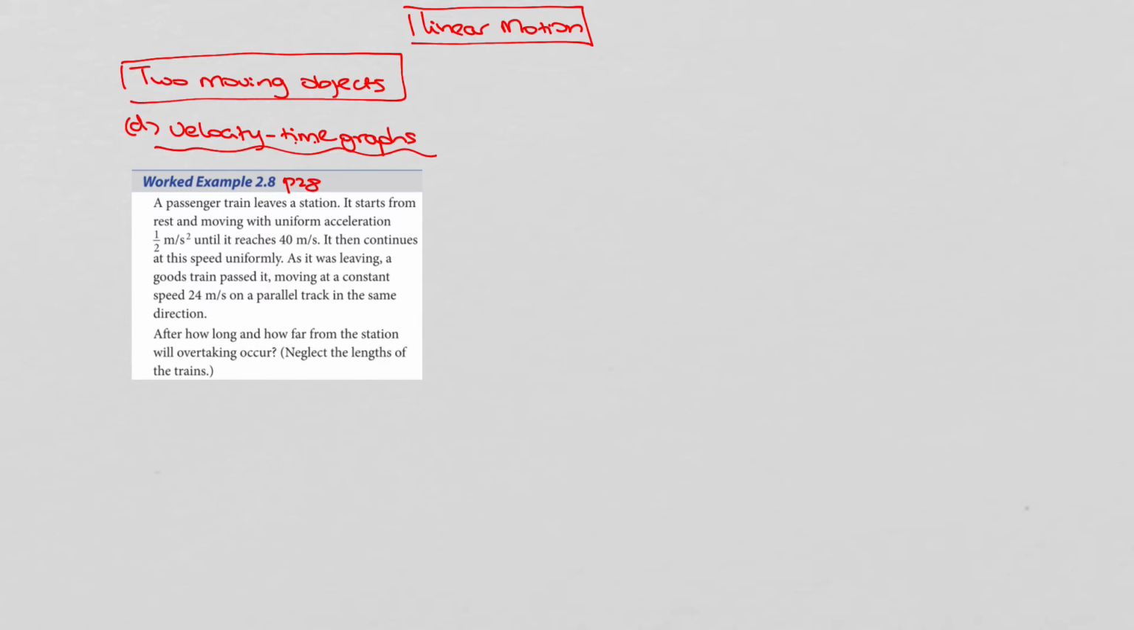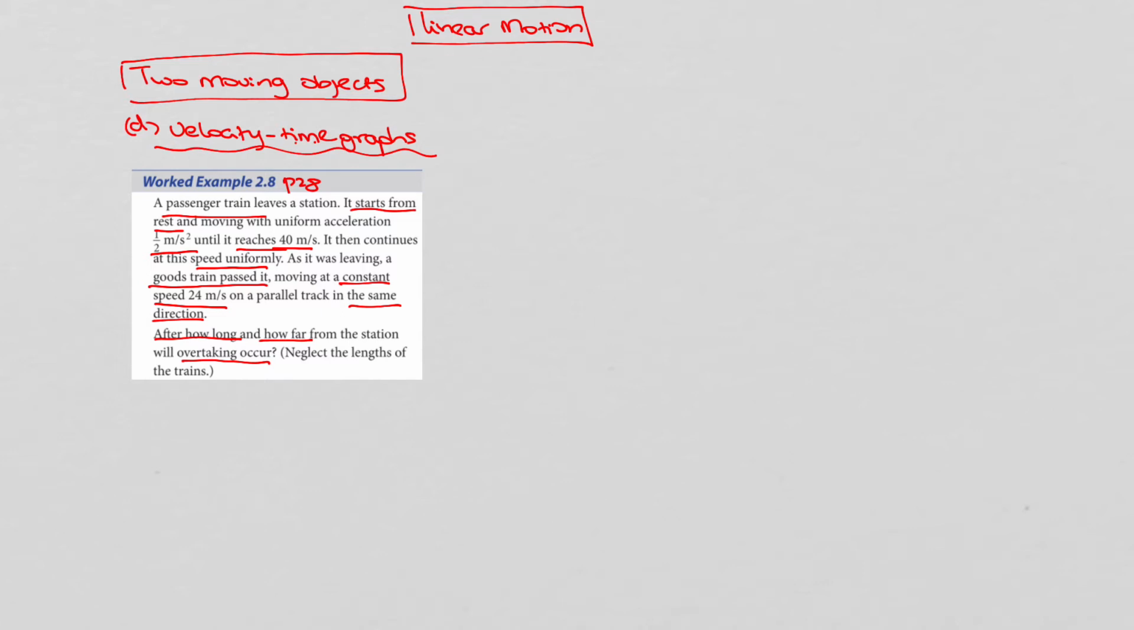station. We're told that it starts from rest and moves with a uniform acceleration of 0.5 meters per second squared until it reaches 40 meters per second. It then continues at this speed uniformly, and as it was leaving, a goods train passed it, moving at a constant speed of 24 meters per second on a parallel track in the same direction. We're asked after how long and how far from the station will overtaking occur. And we've to neglect the lengths of the train. It's irrelevant to the question.